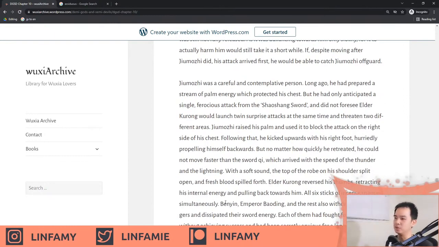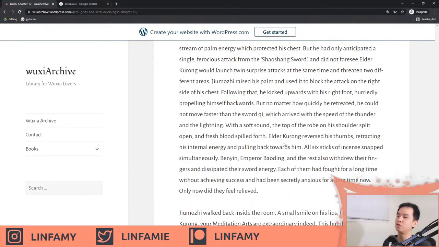Jiu Mozi raised his palm and used it to block the attack on the right side of his chest. Following that, he kicked upwards with his right foot, hurriedly propelling himself backwards. But no matter how quickly he retreated, he could not move faster than the sword chi, which arrived with the speed of thunder and lightning. With a soft sound, the top of the robe on his shoulder split open, and fresh blood spilled forward. "All right, first blood." Elder Ku Rong reversed his thumbs, retracting his internal energy and pulling back towards him.